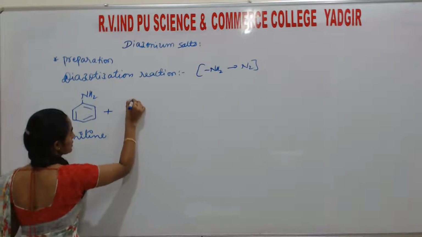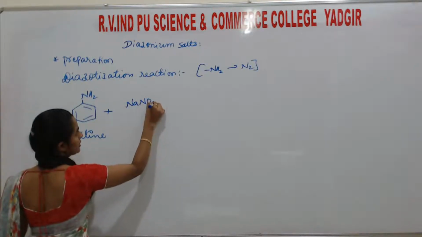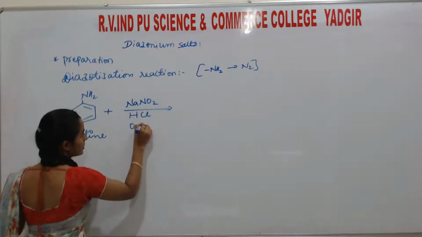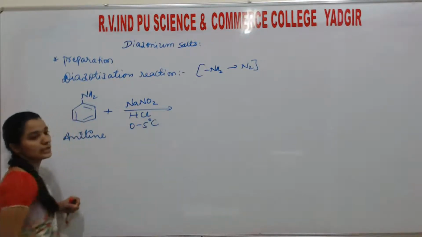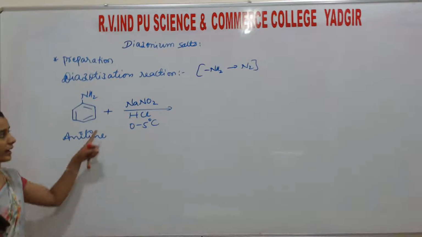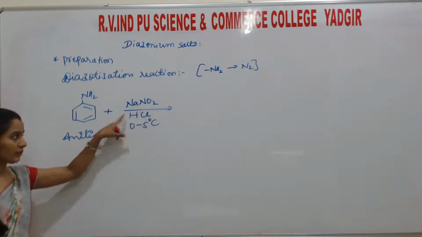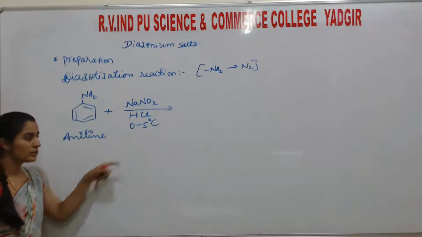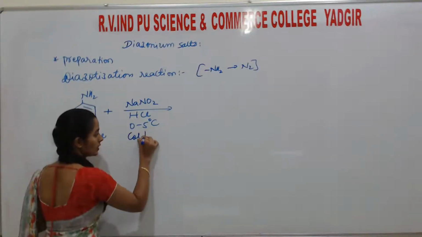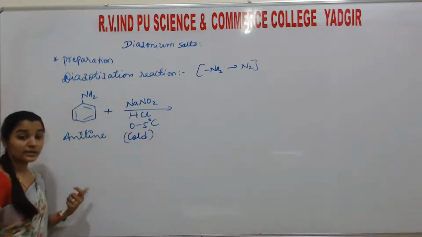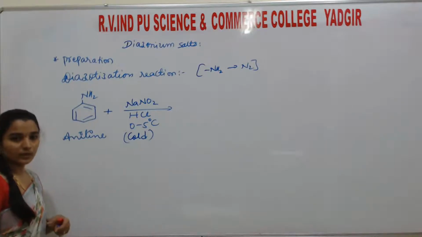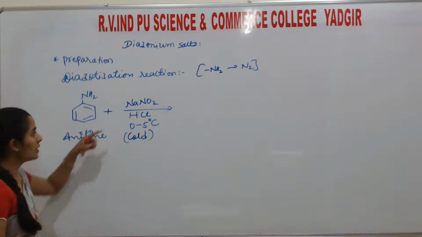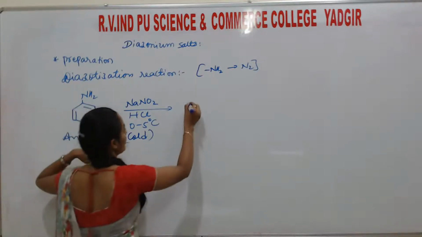HNO2, nitrous acid, in presence of HCl at 0 to 5 degrees Celsius. It reacts with NaNO2 in presence of HCl and the condition is 0 to 5 degrees Celsius, means cold condition, ice cold condition. At 0 to 5 degrees, the water is in ice form, solid form. So then what will it form?